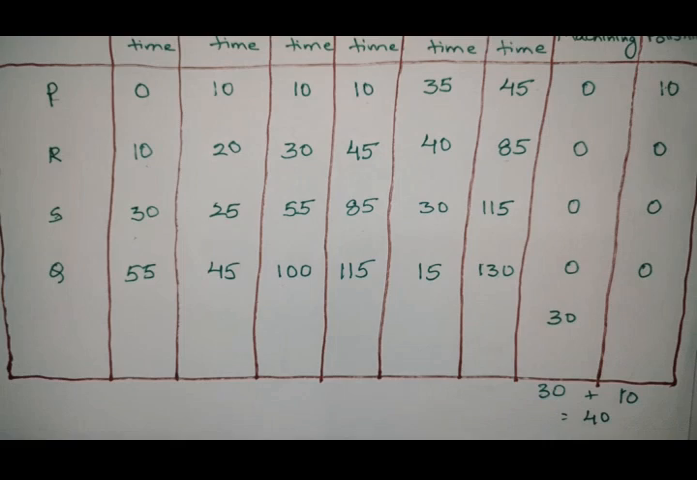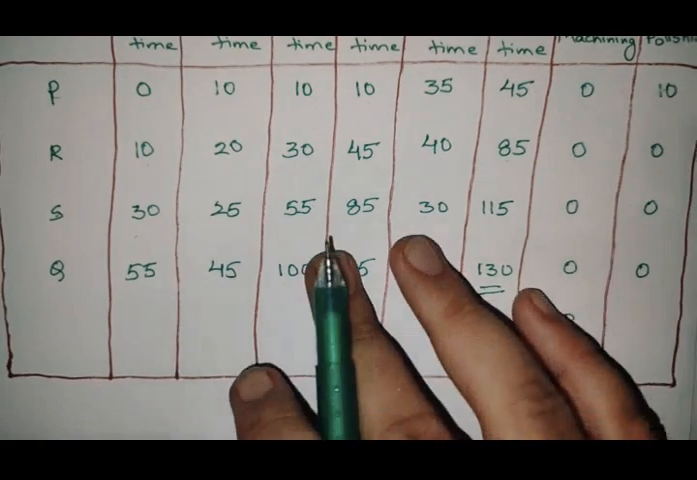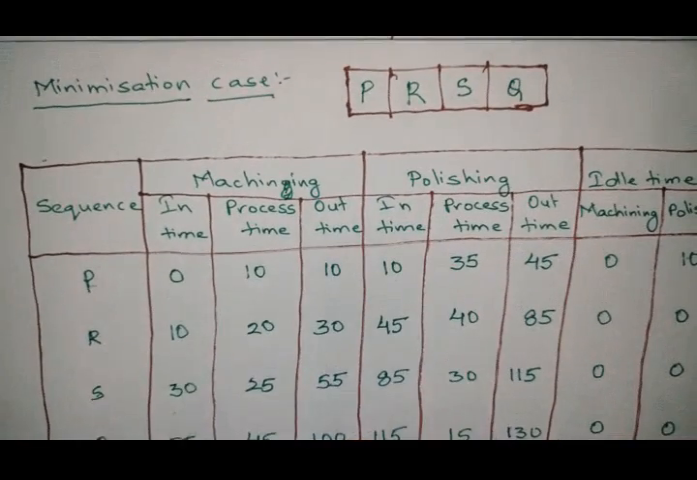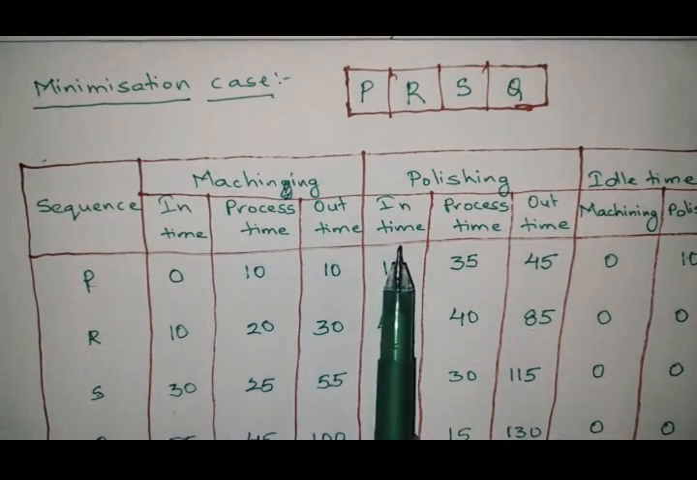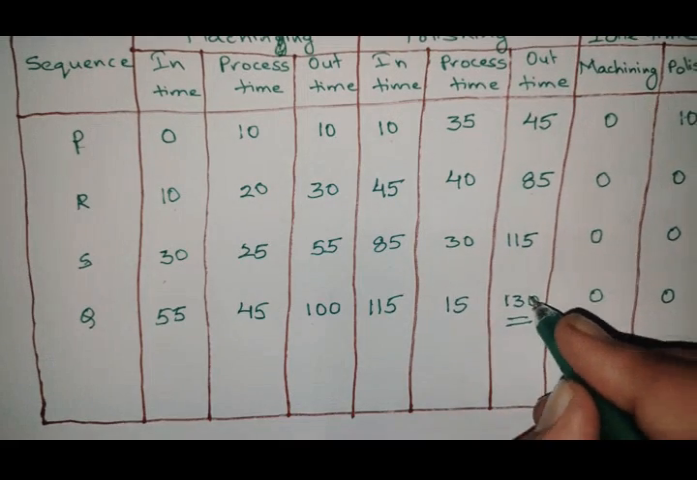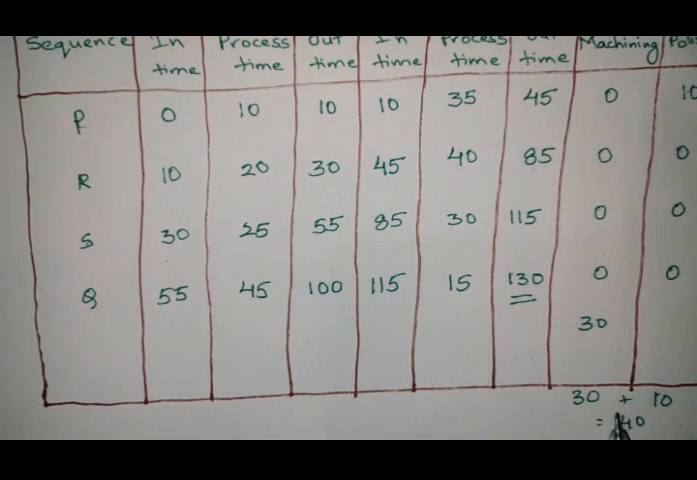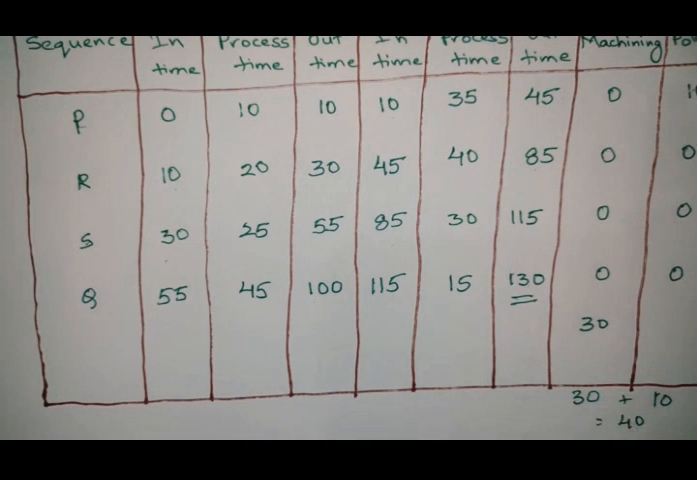And what is the total elapsed time? 130 hours. So if you take the minimization case, the total elapsed time is 130 hours and the total idle time is only 40 hours. So this is the minimum idle time. And in the maximization case, we have got the maximum idle time.